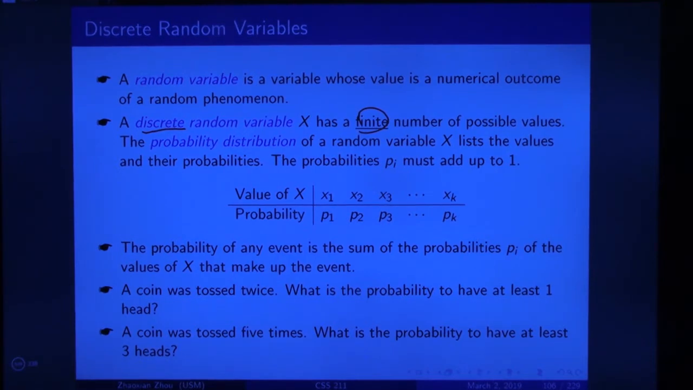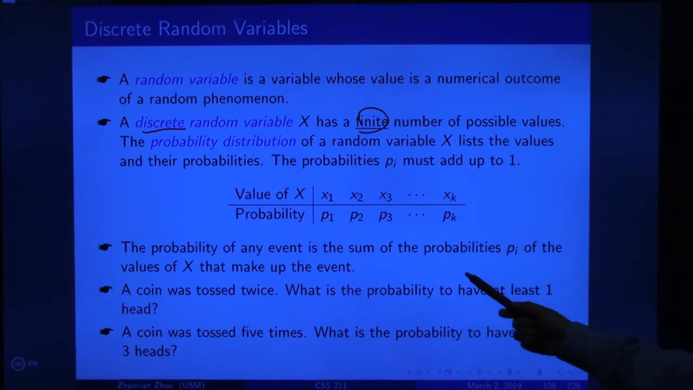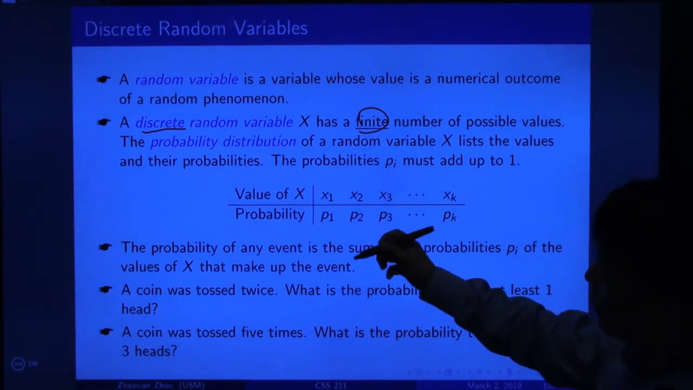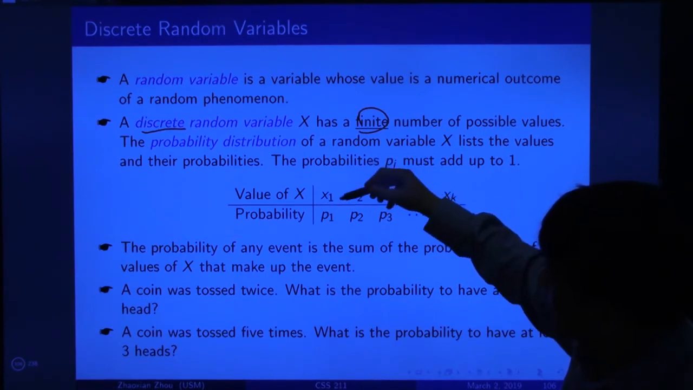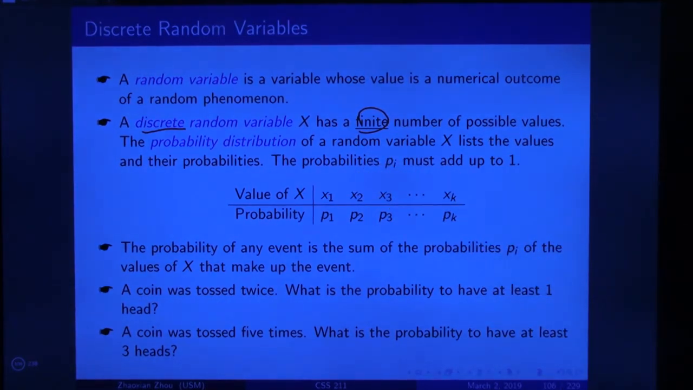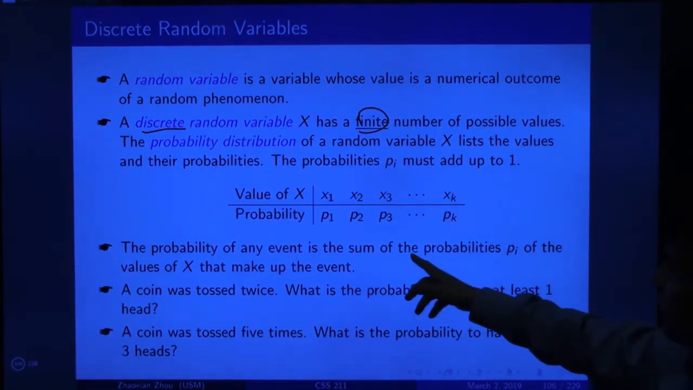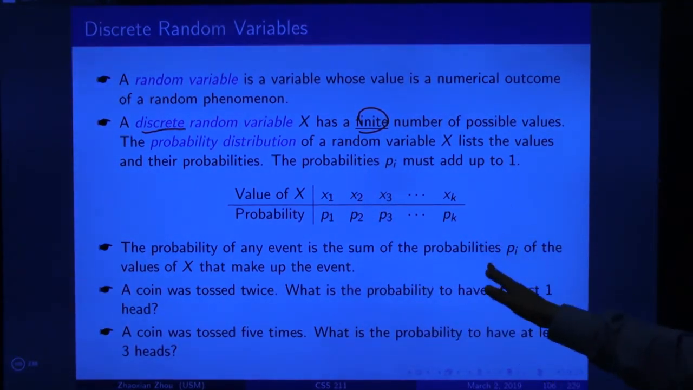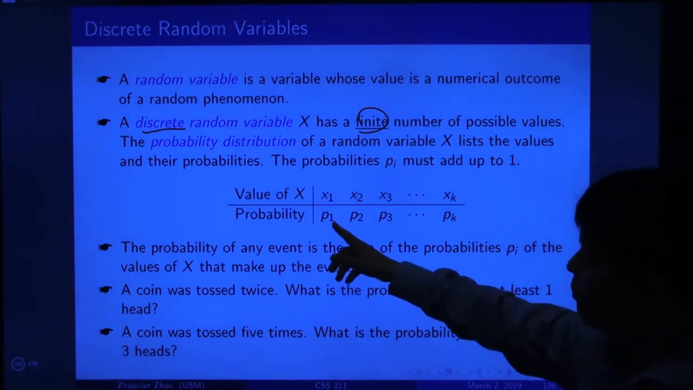The probability of any event is the sum of the probability pi of the values of x that make up the event. For example, if we ask what is the probability of event A, where event A includes only x1 and x2, then because this event includes x1 and x2, the probability for event A will be the sum of p1 and p2.